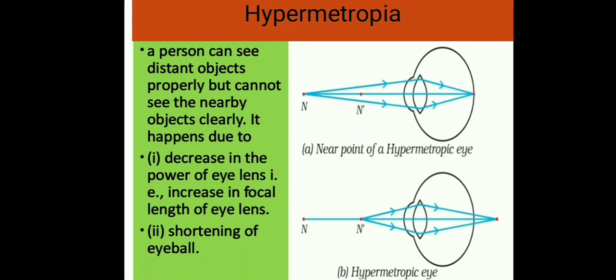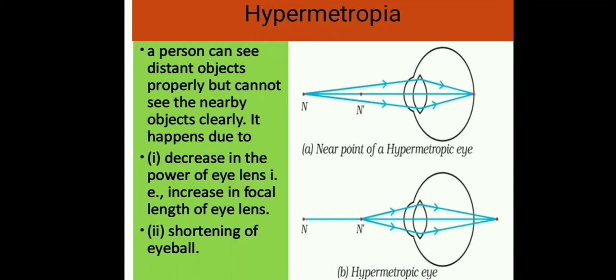Hypermetropia. It is also known as long-sightedness. It is a kind of defect in the human eye due to which a person can see distant objects properly but cannot see nearby objects clearly. It happens due to, first, a decrease in the power of the eye lens, that is, an increase in the focal length of the eye lens, and second, the shortening of the eyeball.